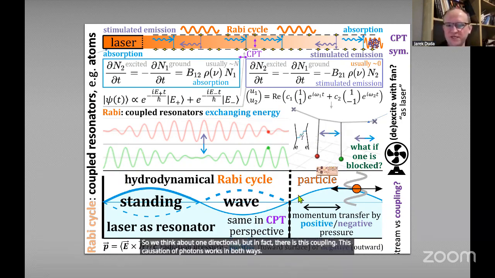Also, we could think about a standing wave with a semi-transparent wall, and the standing wave would cause both push and pull on this particle. So we think about pushing, but there is also symmetric pulling everywhere.